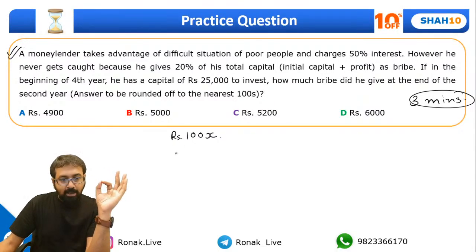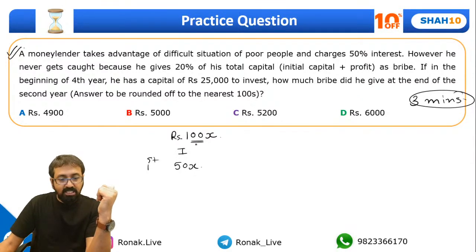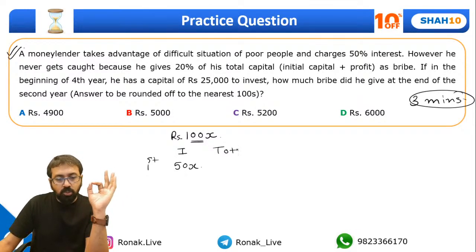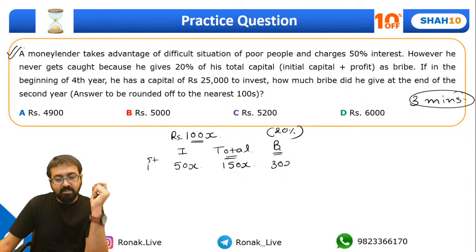Okay. So what happens is, at the end of 1st year, the interest will be 50%. So he'll get 50x as the interest. Suppose he lent 100x at the beginning, so he'll get 50% interest, right? So what will be the total now? Can I say it will be 150x? Yeah, 100x plus 50x. Now what is the bribe over here? He'll give up a bribe as 20%. So what is 20% of 150x? 30x. So what is the amount left with him after that? Can I say he's left with 120x?